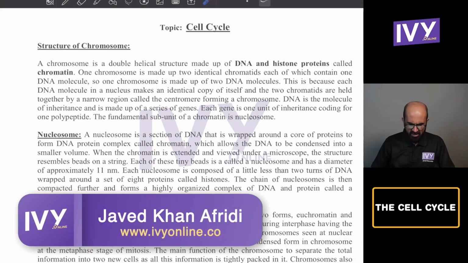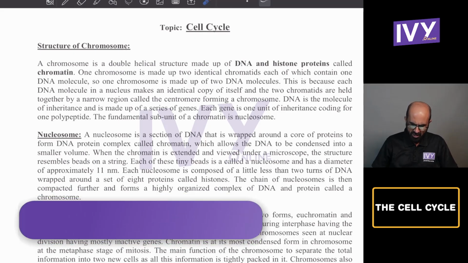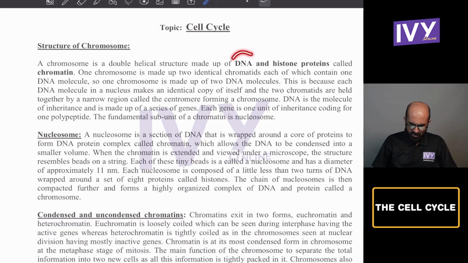Here we can see that the structure of chromosome is composed of DNA and histone protein. Initially, I told you that it is made up of two things: one is the DNA and one is the histone protein, and they make the chromatin. One chromosome is made up of two identical chromatids. So it talks about that chromosome where we have after semi-conservative replication.